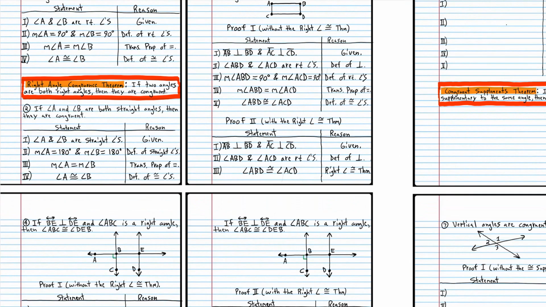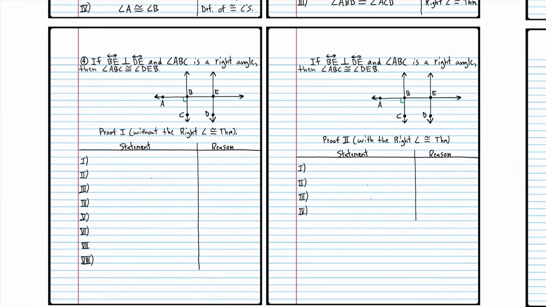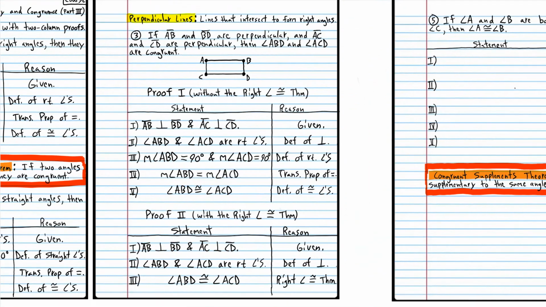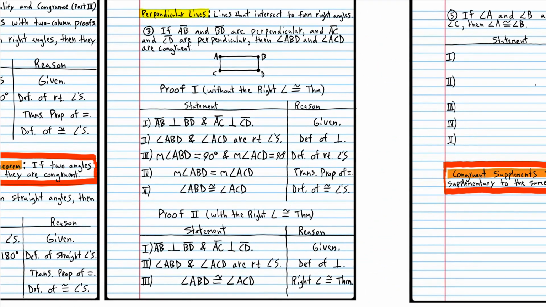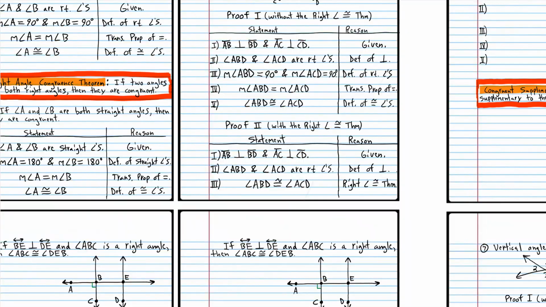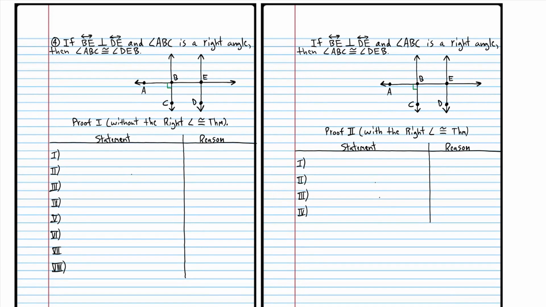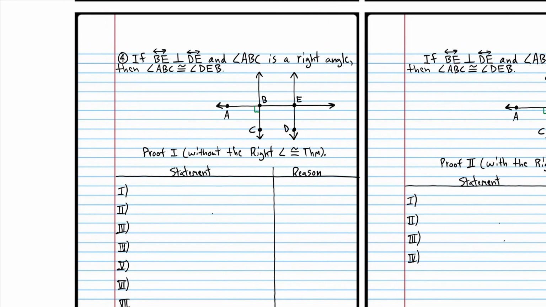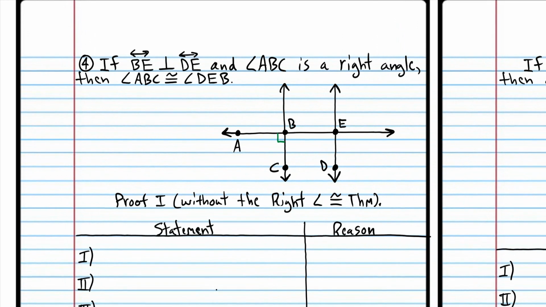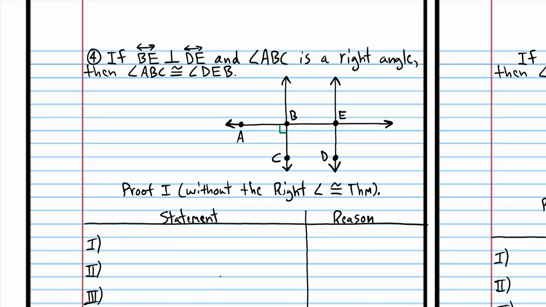All right, so now I want you to try a similar problem, but before you try it, go ahead and take a screenshot of number 3, so you can see the proof without the right angle congruence theorem and with it. Now you're going to do a very, very similar proof. You're going to prove it without the right angle congruence theorem and then with it. So go ahead and try to prove this statement without the right angle congruence theorem.